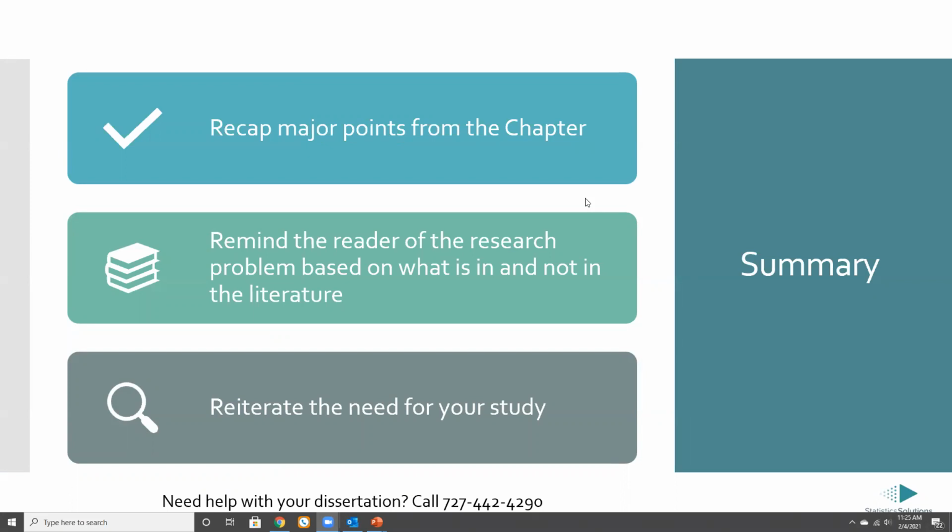Okay, and then the summary. Recap major points from the chapter, just like any summary. Again, remind the readers of the research problem based on what is in and what is not in the literature. That's what I was just talking about. Here's all the things the research has covered. You're giving the reader a review, an analysis of the research that's out there, all the while reminding the reader that there are still problems, there are still gaps in the research, and that's what your research is designed to fill. Reiterate the need for your study.